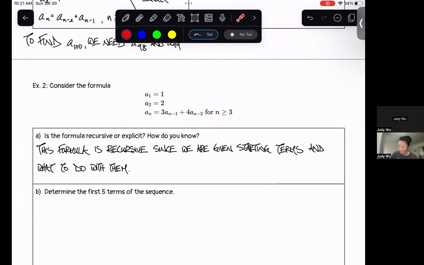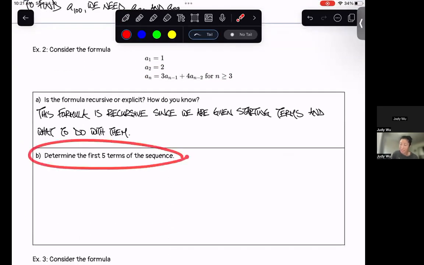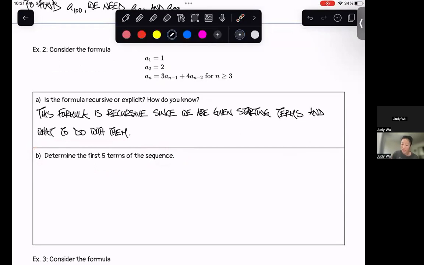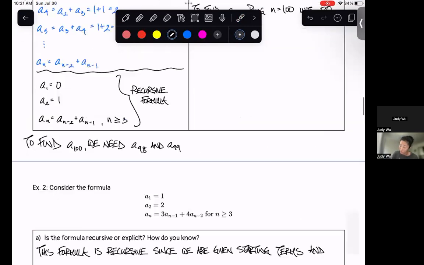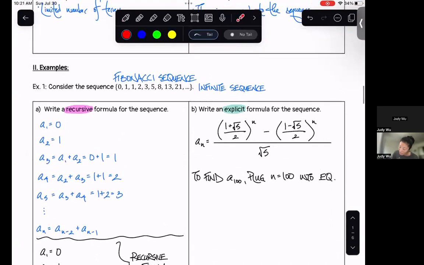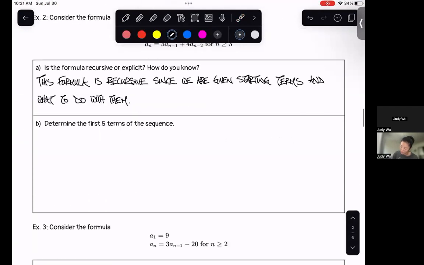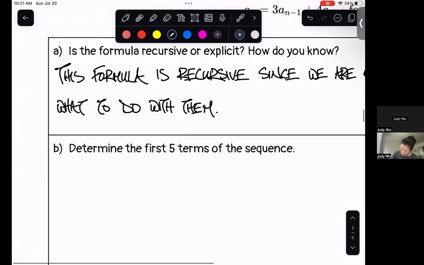Okay, so part B says determine the first 5 terms of the sequence. That means that I want to find A sub 1, A sub 2, A sub 3, A sub 4, and A sub 5. So the first 5, kind of like that would be in the Fibonacci sequence, it would be like these 5 numbers. I want to find out what those first 5 numbers are. Okay, so let's take a look.